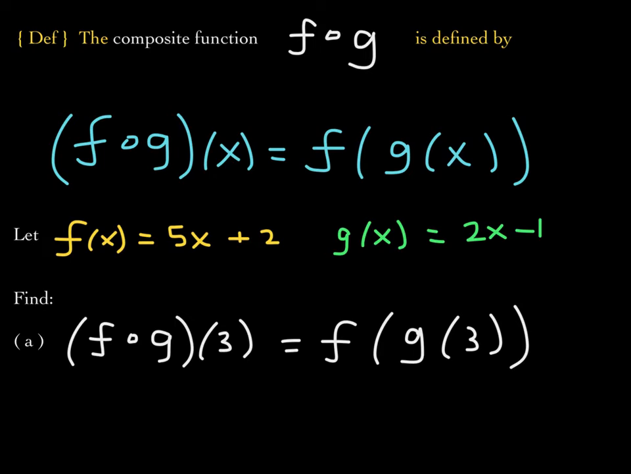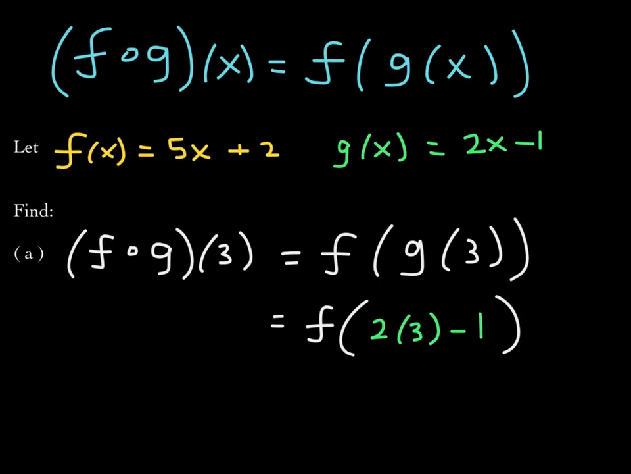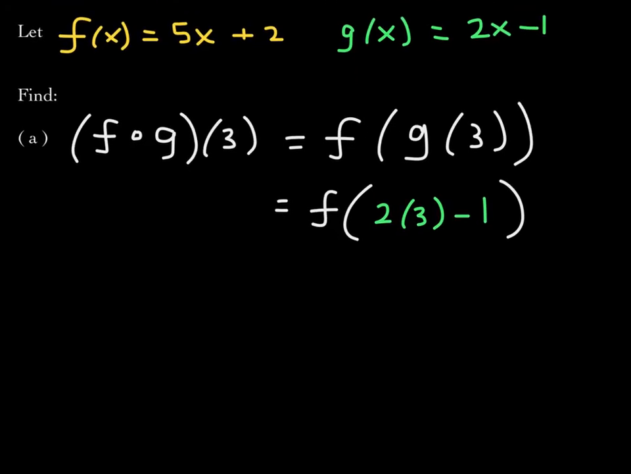All right, so let's see if we can figure this out. So this is going to be equal to, now let's figure out g of 3, okay? We're going to be plugging 3 into g, basically right there. 2 times 3 minus 1. That's me plugging 3 into g, all right? Let's figure out what that result is. So this is f of 2 times 3 is 6. 6 minus 1 is 5. Not negative 5, positive 5.